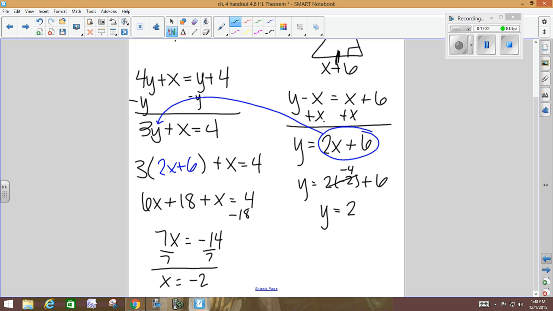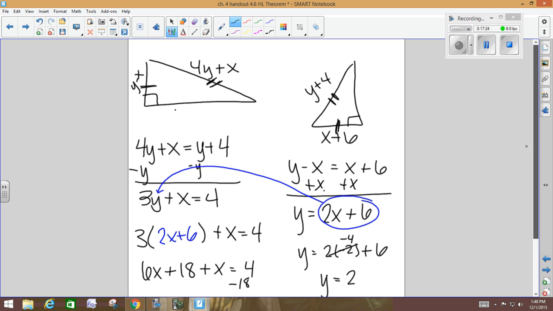Let's double check. X is negative 2 and y is positive 2. So when I plug that in, I get 4 times 2 minus 2. What's that give me? 6, all right.